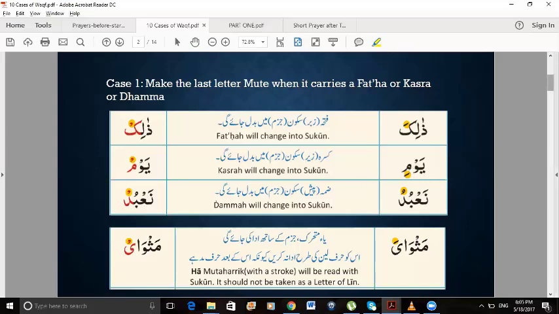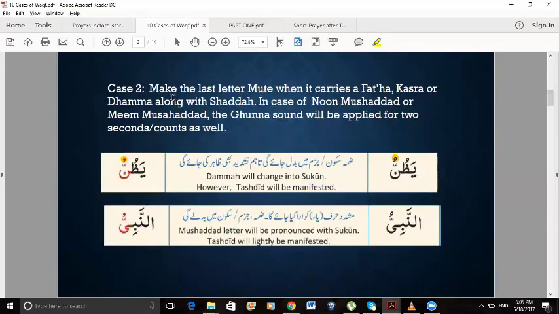Now the second case, case number 2, is when you make the last letter mute when it carries a fatha, kasra or dhamma along with a shadda. What this means is that if the last letter carries a fatha, kasra or dhamma and a shadda, then you change the harakat, the fatha, kasra or dhamma, into a sukoon, but the shadda stays the same.